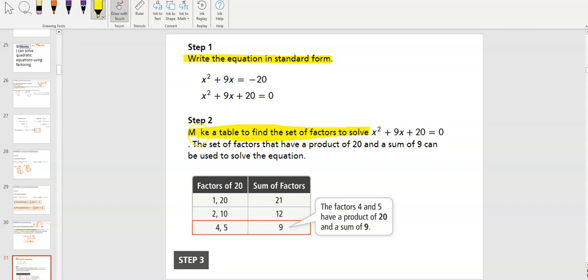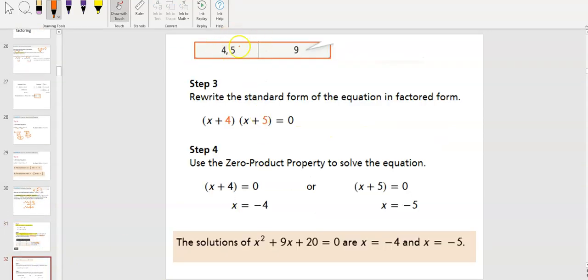So if you remember from when we were doing factors, I'm looking for a number whose product makes 20, but its sum makes 9. So when I multiply them together, I get 20, but when I add them, it needs to make 9. So the two numbers that have that product of 20 and sum of 9 are 4 and 5.